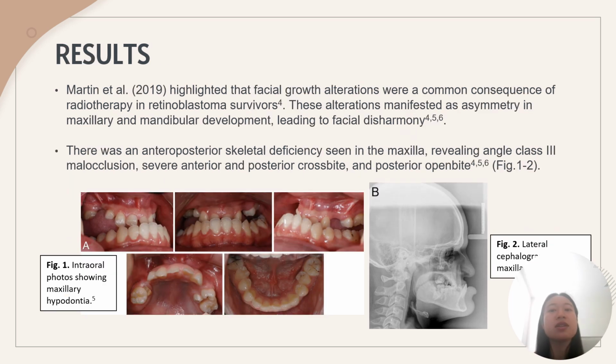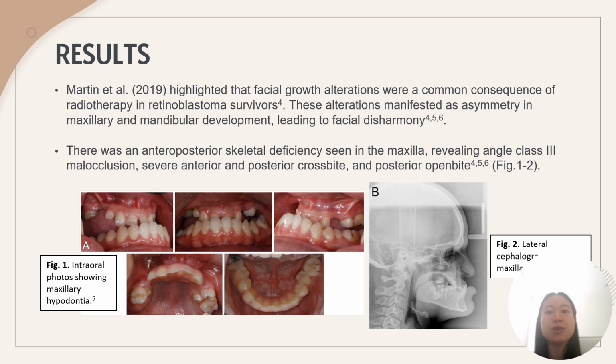So after reviewing all the literature, the results were highlighted into categories of alteration of growth, dental development, and craniofacial growth. So those are the three things we'll go over. There are facial growth alterations, which are a common consequence of radiotherapy in retinoblastoma survivors. These alterations manifest as asymmetry in maxillary mandibular development, leading to facial disharmony.